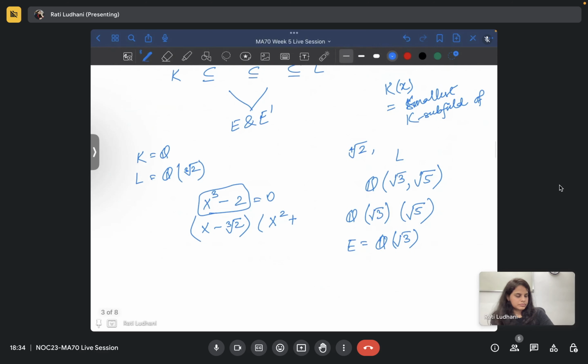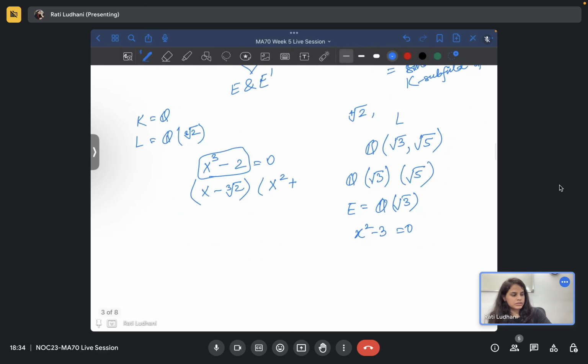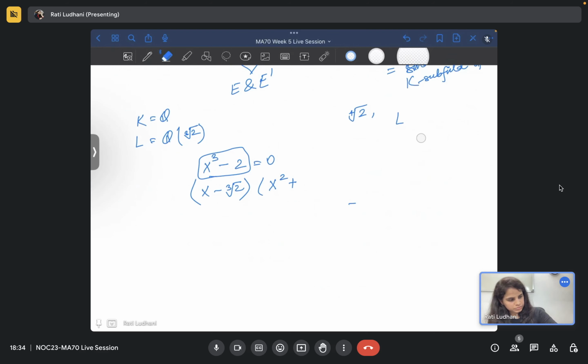Then the minimal polynomial will be x squared minus 3 equal to 0. Yes. So then the extension, what we're saying is that E should be equal to K of 1 comma 3. So you are saying E to be K of 1 comma 3. That's what you wrote, right? Okay, so let me explain in this sense. Okay, I got your point. Let's take this example itself.